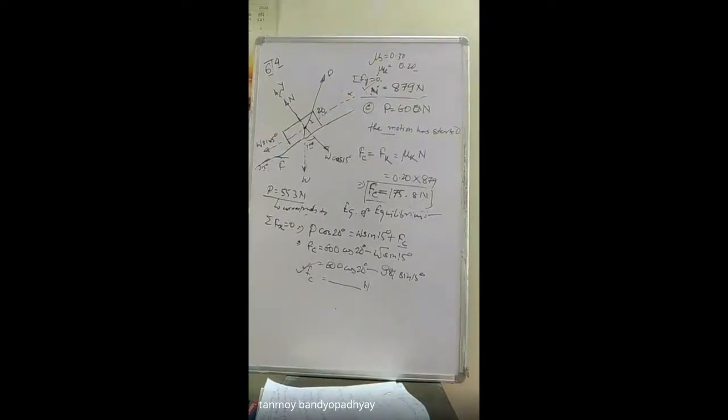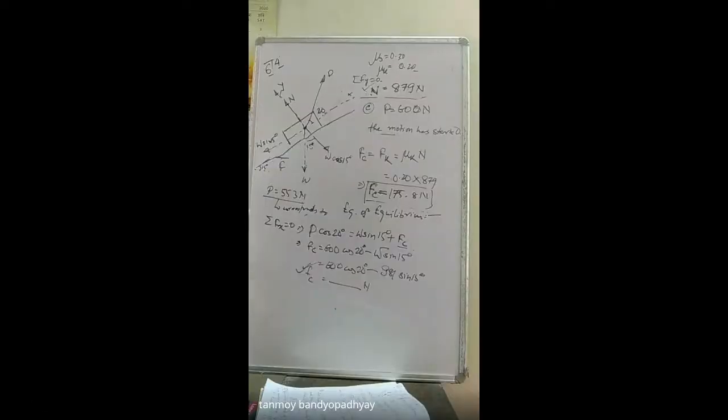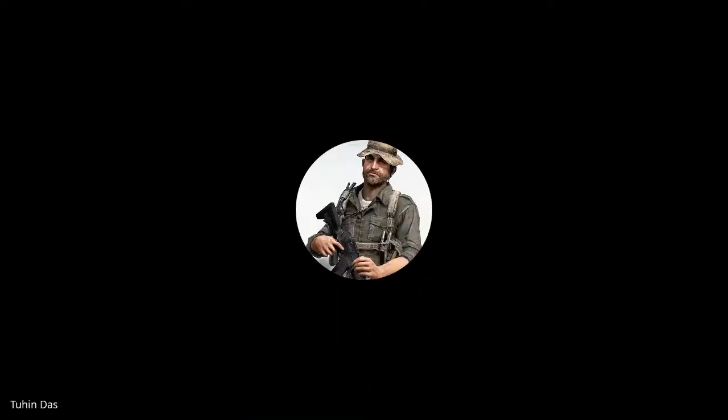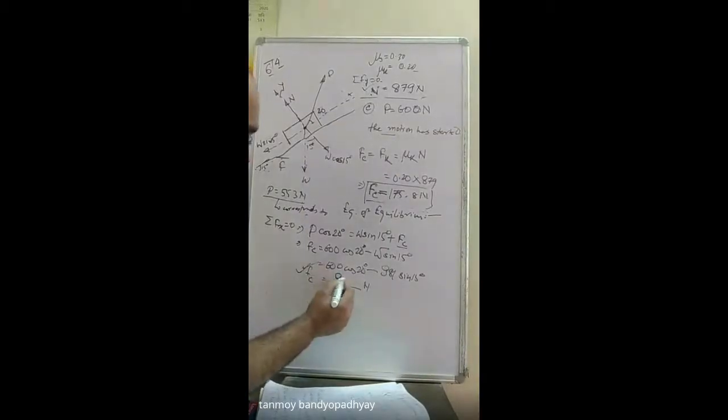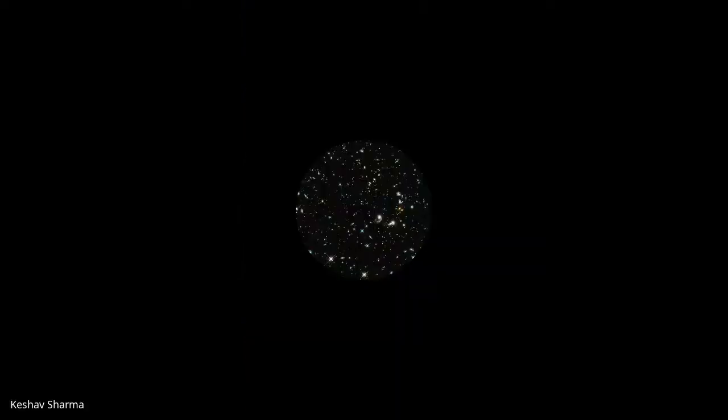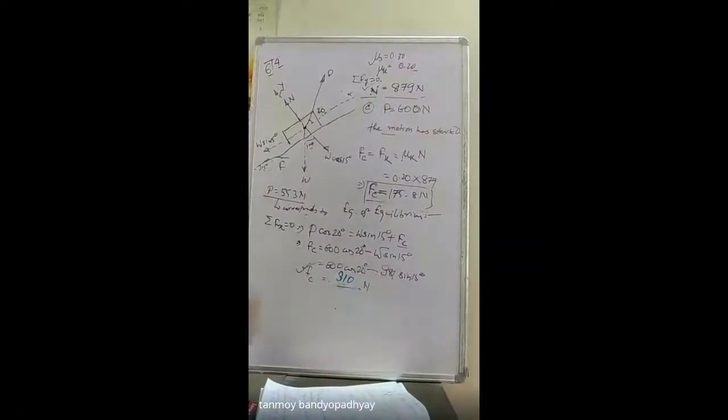So 310 Newton. হ্যাঁ স্যার, 309.9 or 310. What is 600 cos 20 minus W sin 15 degree? 161.4 এসেছে তোমার? 309.9। ঠিক আছে, whatever value you are getting, that is the answer. So 310 newton ধরে নাও। ঠিক আছে, so this is the frictional force for the case C.